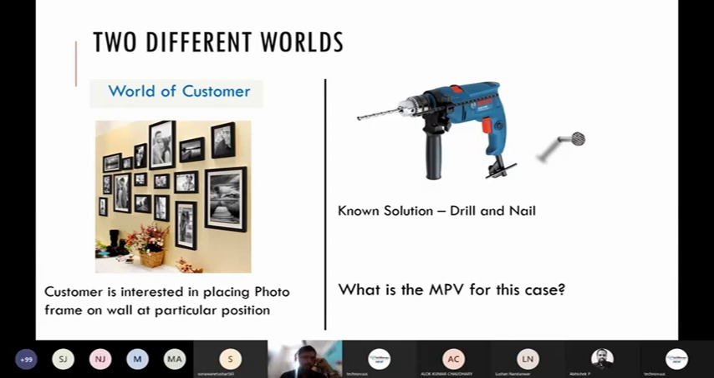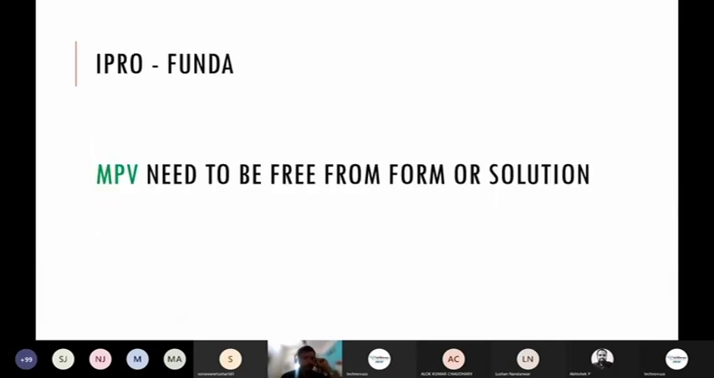Okay, please understand. MPVs are... I always put this kind of slide to record or to make the point, and I call it a funda. This is a very important funda which we should never ever forget. MPVs need to be free from the form or solution. They are always free. Okay, I hope the point is clear. They are free from the form. They represent the world of the customer and have no connection to the solution or the form of the solution.